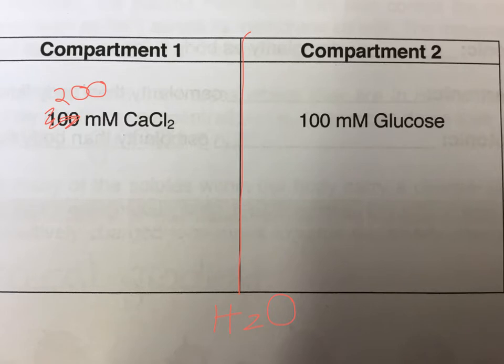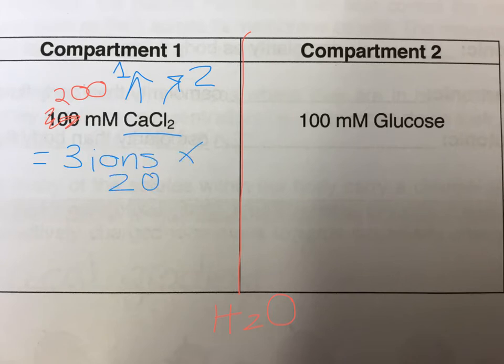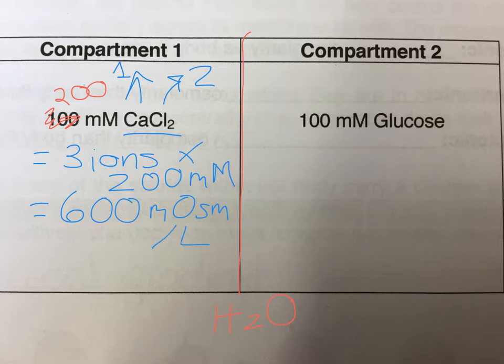So we have calcium chloride, and here we have 1 molecule of calcium per 2 molecules of chloride. So together we have 3 that can cause osmosis. So we have 200 millimoles. So we have 3 ions times 200 millimoles. Now I know this is a little bit short, I don't have all the units in here, but it won't quite fit, okay? And this is going to give us an osmolarity of 600 milliosmoles per liter. So that's looking at compartment 1.